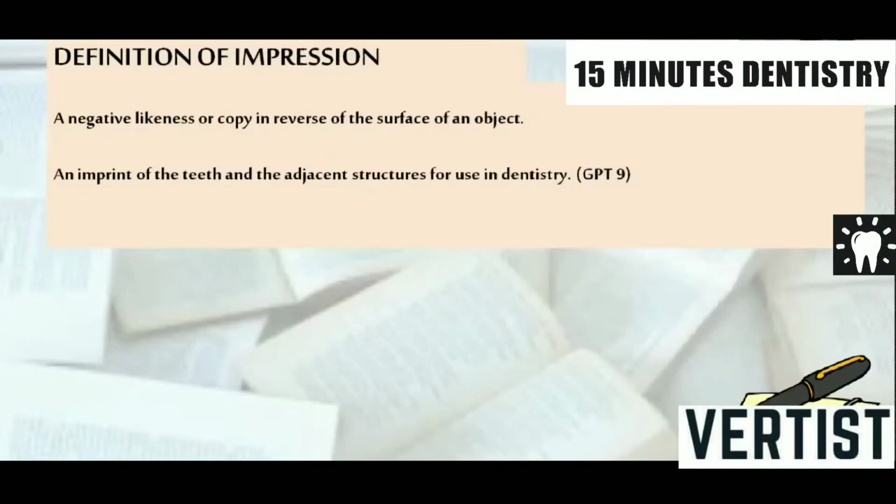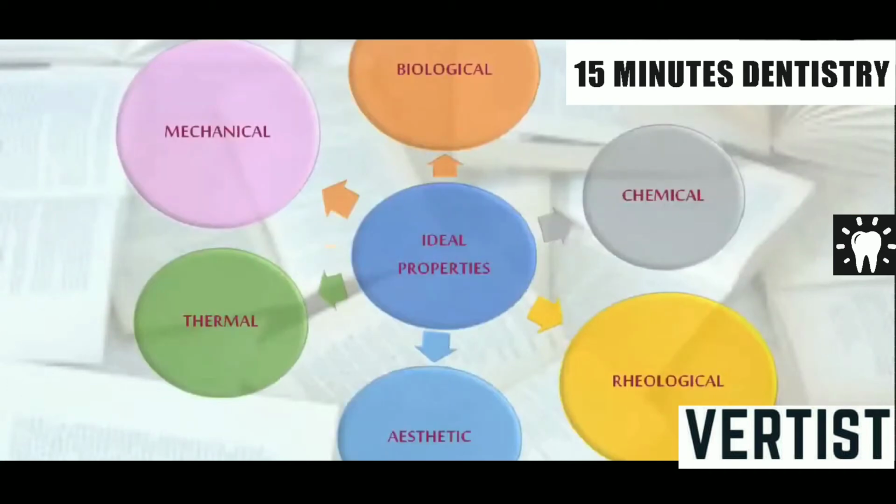The impression material. So what is the impression? It is the negative likeness of your oral tissue, or the imprint of the teeth and adjacent structures. That is called an impression. So what are the ideal requirements you should have in your impression material?